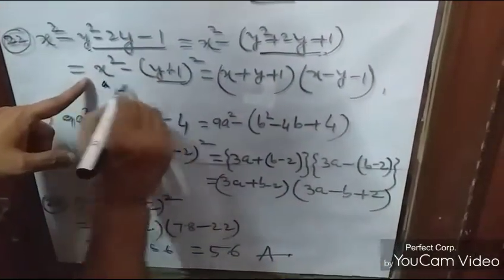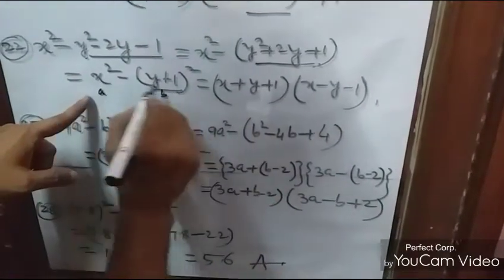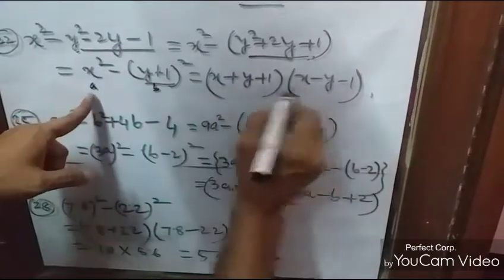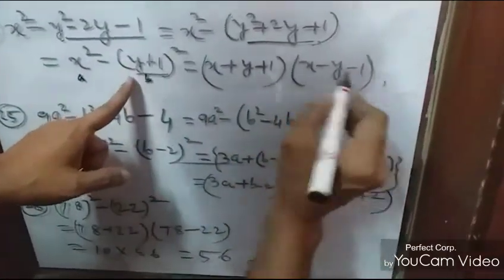It is actually in the form of a square minus b square. Take this as a and this as b. Then a plus b is x plus y plus 1, and a minus b is x minus y minus 1, and this is your answer.